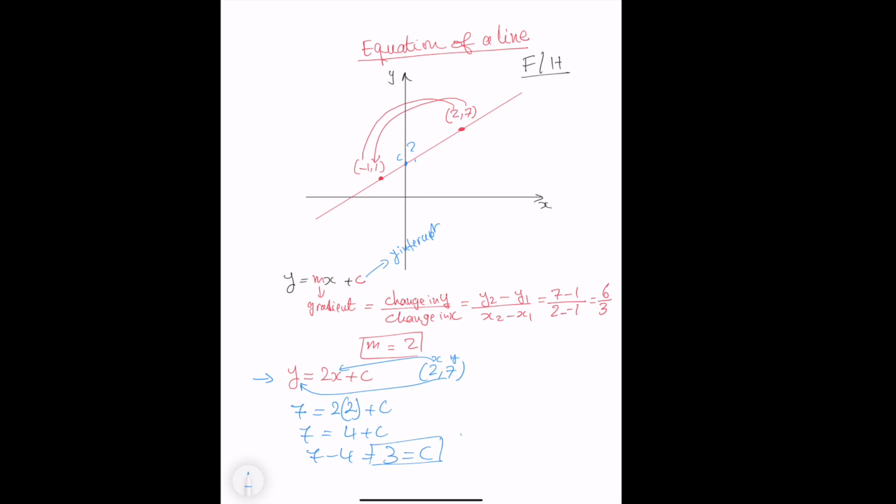So the y-intercept is equal to 3. And then finally, the equation of this straight line is y equals 2x plus 3. So this c is 3 now. But the most important thing is you have already answered the question: y is 2x plus 3.